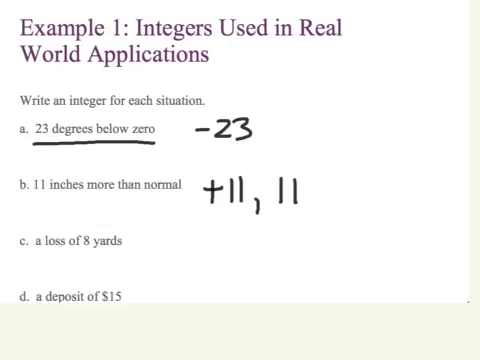How about this one? A loss of 8 yards. When you lose something, that's negative, so we'll do -8 there. And a deposit of 15. If you think about depositing money into your bank account, you'll realize that that's a positive experience, and then we'll put a +15.